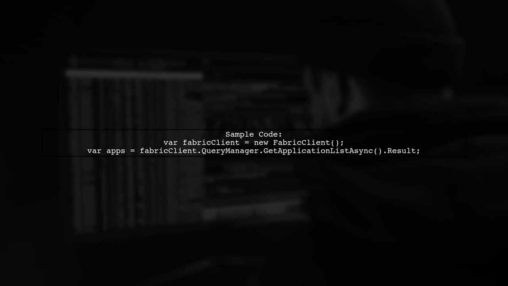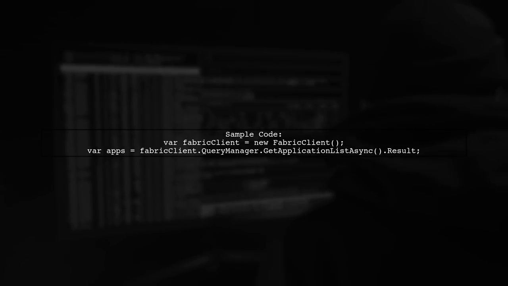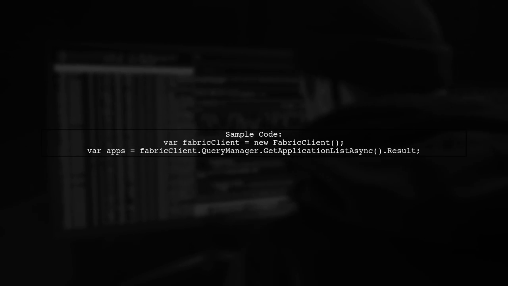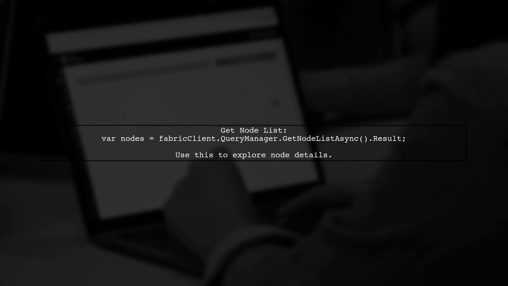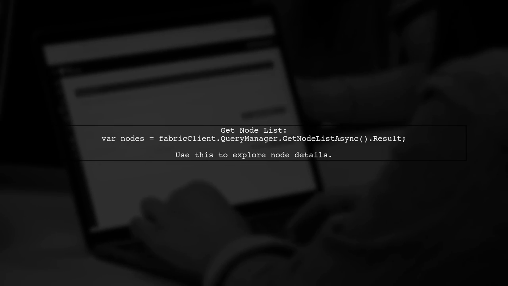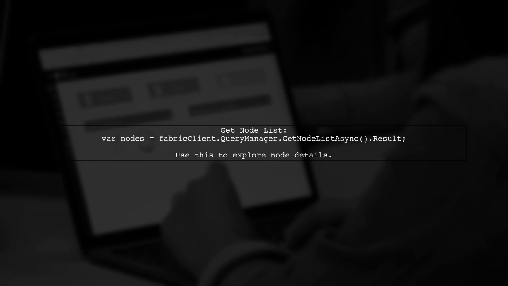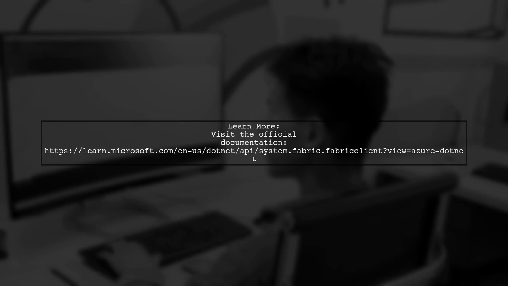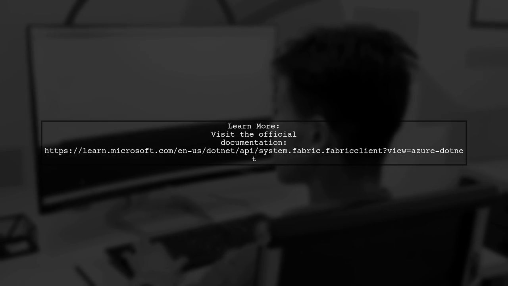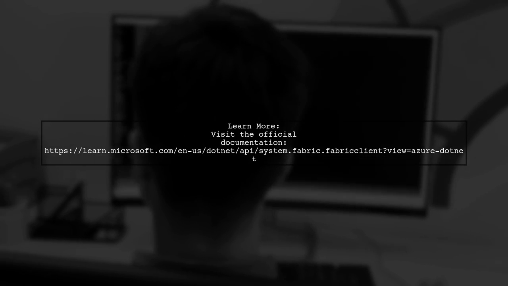Here's a sample code snippet to get you started. First, create a Fabric client and retrieve the application list. Then, for each application, get the services and their partitions. To specifically get the node information, you can query the node list using the Fabric client's query manager. This will allow you to dive deeper into node details. For more detailed information, check the official documentation linked in the description. I hope this helps others facing the same question.